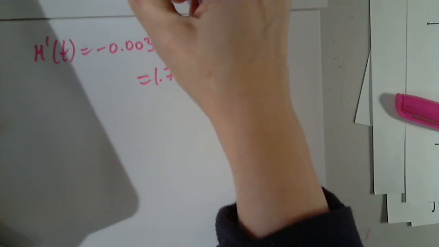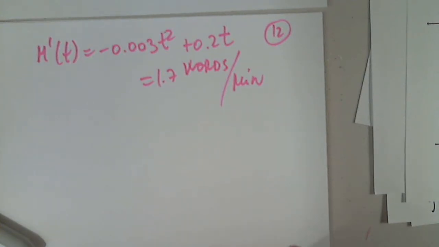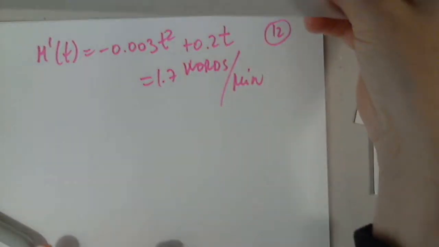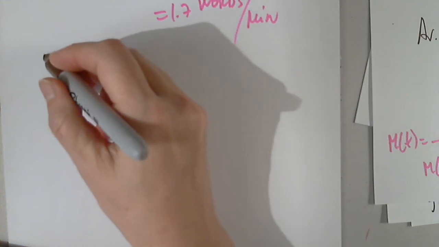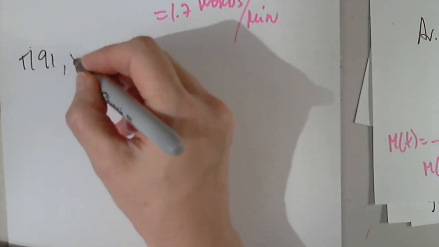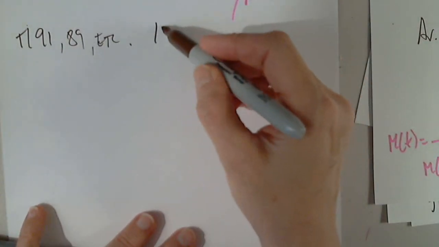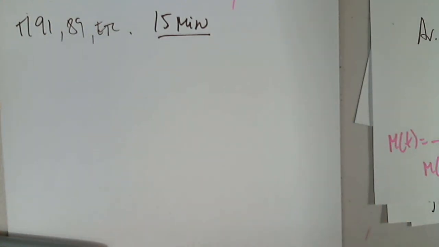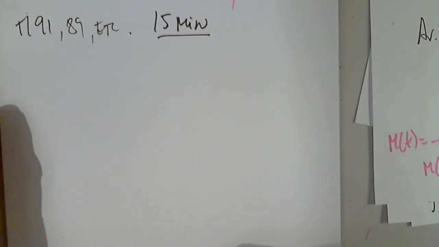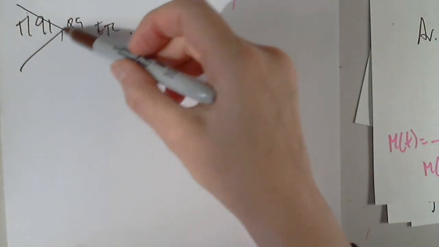So please always write the measurement unit. Without the measurement unit, you cannot get full credit. Also, please do not use those calculators like TI 91, 89, etc. Because if you have 15 minutes to upload the work, if your work does not justify every step, I cannot possibly give credit for it. So do not use these calculators.